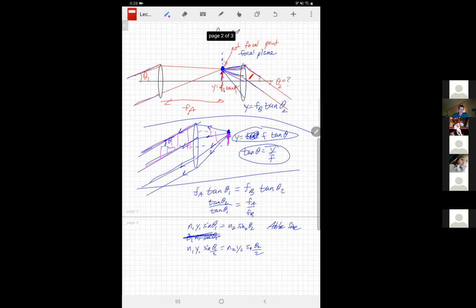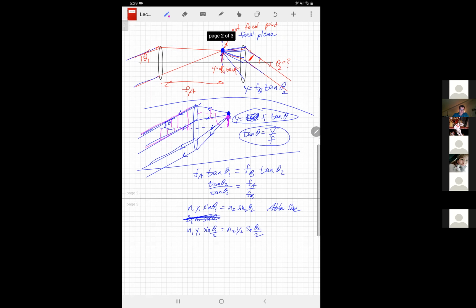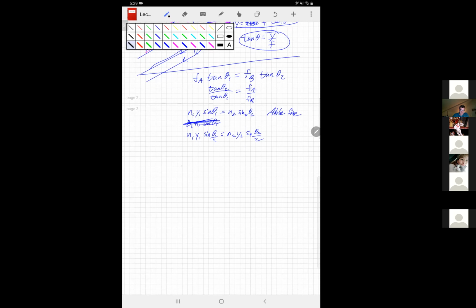Okay, so the whole idea of this system is that it takes rays that were making small angles with the axis and turns them into rays that are making big angles with the axis. Why do we want that? Well, let's think about what we would really use a telescope for. You use a telescope to collect light from distant objects.